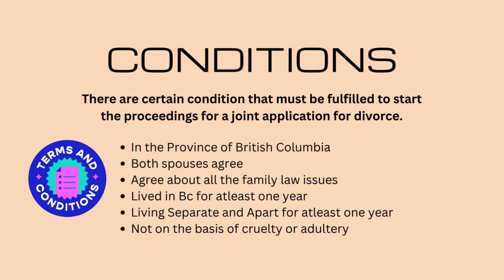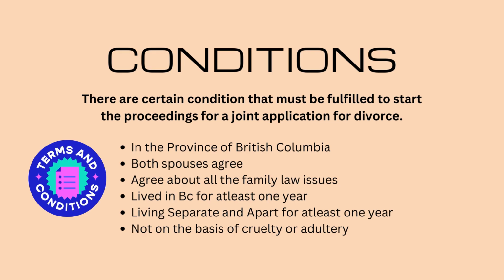There are certain conditions that must be fulfilled before you start your divorce proceedings. These are that you are applying for your divorce in the province of BC, and you and your spouse both agree about getting a divorce, and you already have a written agreement or a court order with regards to your parenting time, your child support, spousal support, or how to divide your property and debt, or if there is any other family law issue, there must be a written agreement or a court order in respect to that.